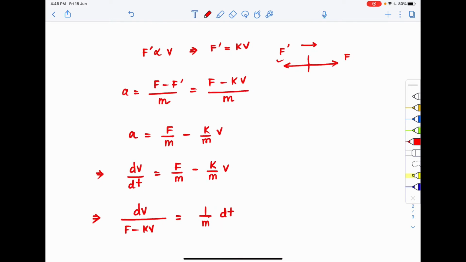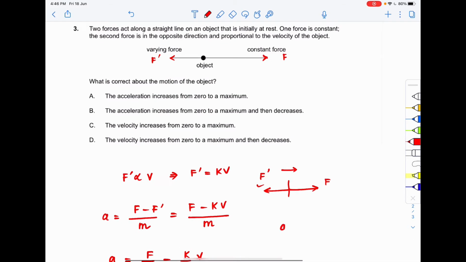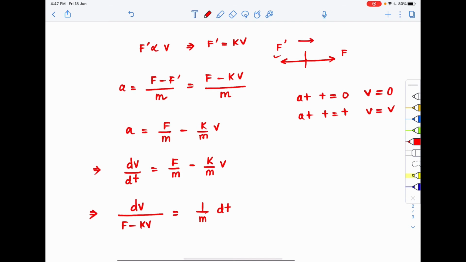One thing we need to know is that initially the object is at rest. So at t equal to 0, the object is at rest, so its velocity is v equal to 0. And suppose at t equal to t, the velocity is v. We need to find out the velocity at time t, so we need to find out this velocity v.